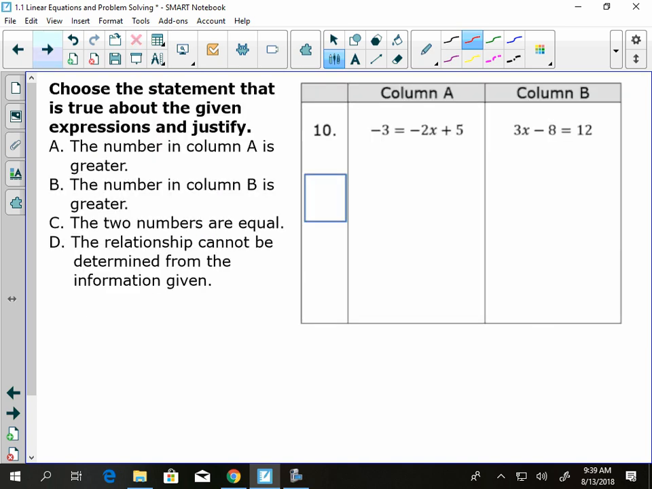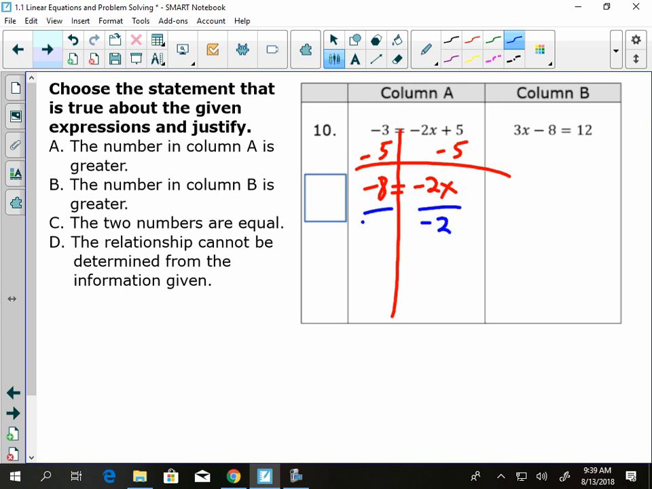Okay. You have to solve for both of these columns. So again, column A, what's the first thing I'm going to do, class? Get rid of the loner. So what does that mean? I subtract 5 from both sides. Negative 8 equals negative 2x. Turn off your phone. All right. Now what do I do? Divide both sides by negative 2. I end up with 4 equals x.